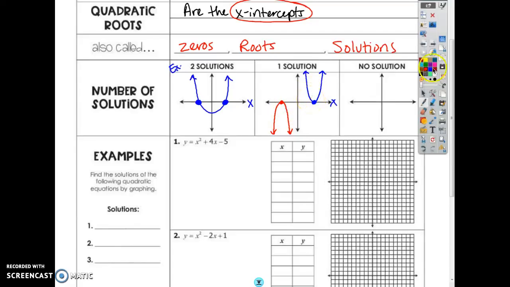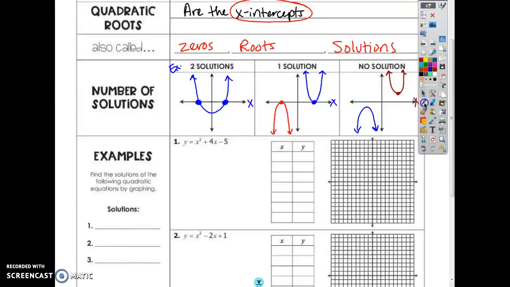And then no solution. How many times does it cross the x-axis? 0 times. So, for example, something like this, where it gets low enough, but it never touches the x-axis. Or something like this, downward, but it never, see, it's going to keep going down forever and ever, but it's not going to get up enough to touch the x-intercept. So those are examples of 1 solution, no solution, and 2 solutions.